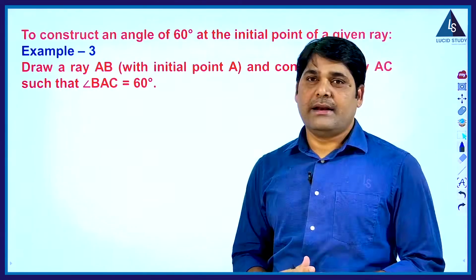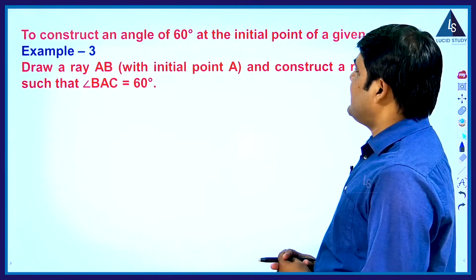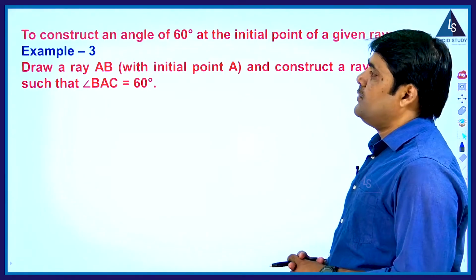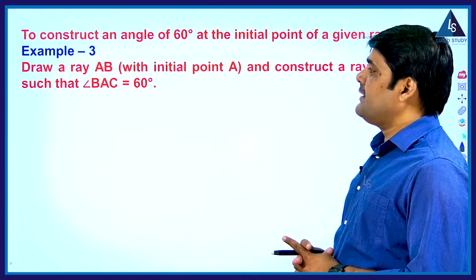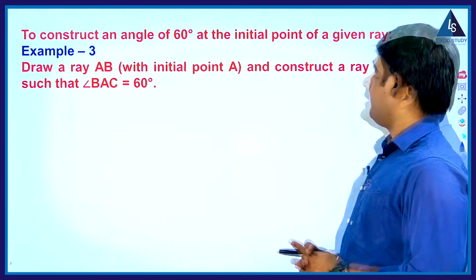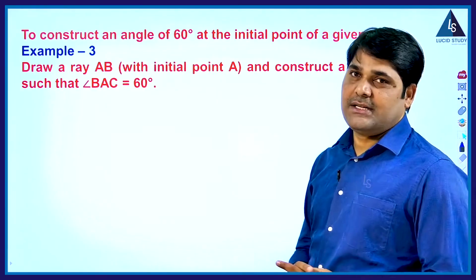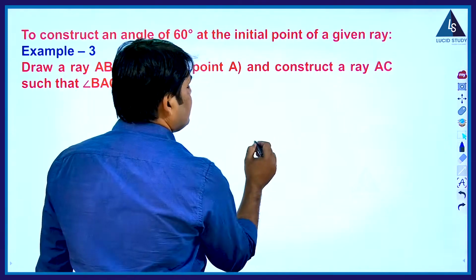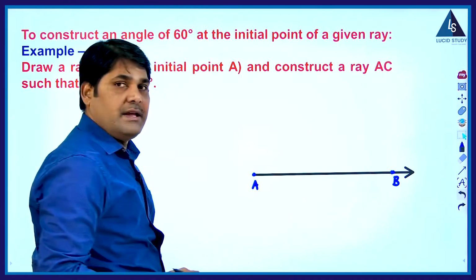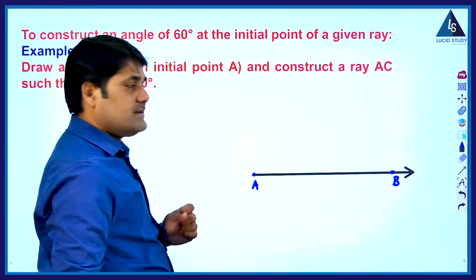Next one, see, to construct an angle of 60 degrees at the initial position of a given ray. So, let us take example 3. Draw a ray AB with initial point A, and construct a ray AC such that angle BAC is equal to 60 degrees. Okay, let us do this. Let us take a ray AB. Here A is the initial point. Here we need to construct an angle of 60 degrees.